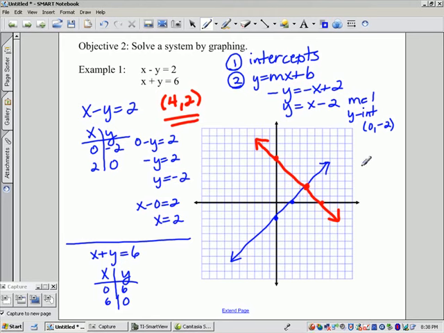The second equation, if we solve for y, we would subtract x to get negative x plus 6. So our slope is negative 1, and our y-intercept is 0, 6. Now remember, negative 1 is really negative 1 over 1, so we would start at 0, 6 and go down 1 over 1, down 1 over 1, and get the graph of the line. So those are two methods that you can use to graph.